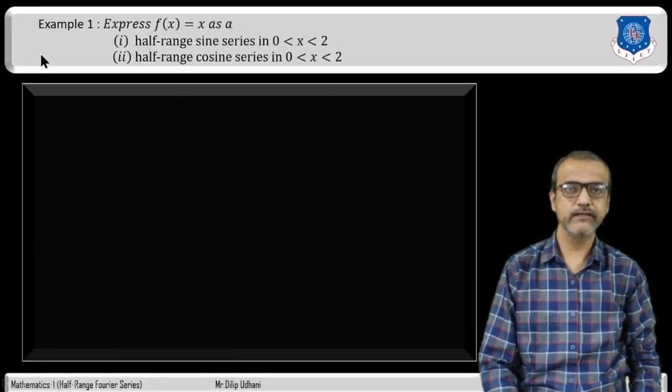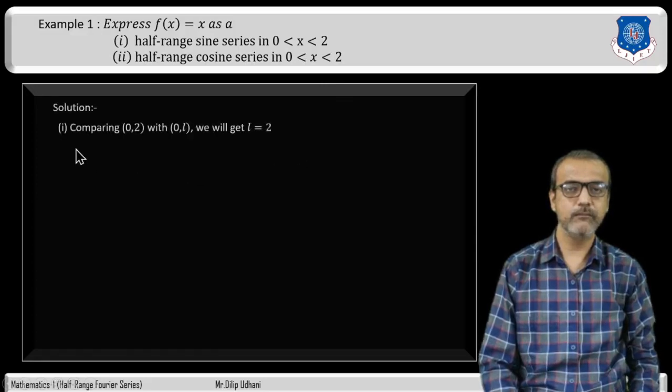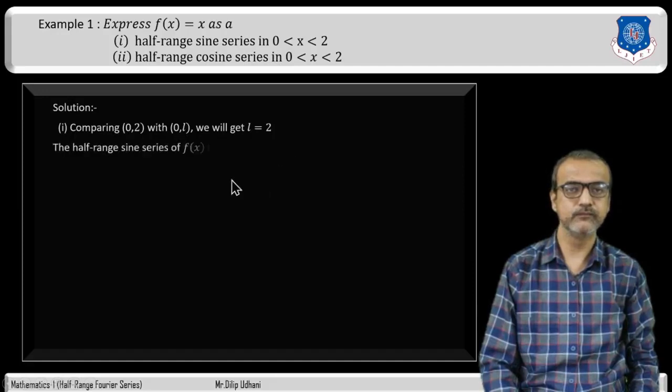Now we will see one example related to this topic: express f of x equals x as a half-range sine series in 0 less than x less than 2 and half-range cosine series in 0 less than x less than 2. Comparing the interval 0 to 2 with 0 to L, we get L equals 2.